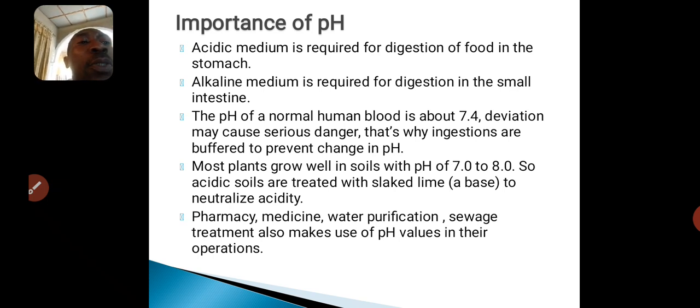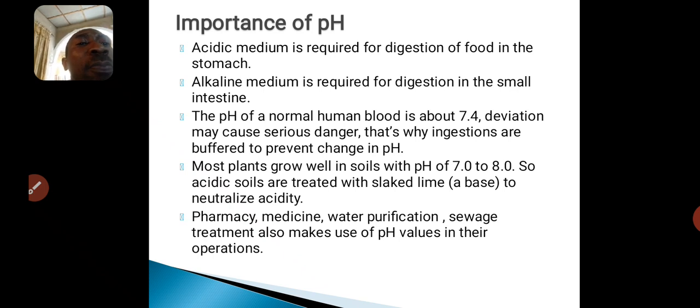Then the human blood is about 7.4. That's the pH of the blood, and a little deviation from this may be very dangerous. And that's why injections are buffered to prevent any change in pH values, because it's a very sensitive issue. Don't forget that pH has to do with the level of concentration of hydrogen ion, and it can be vital to human health.